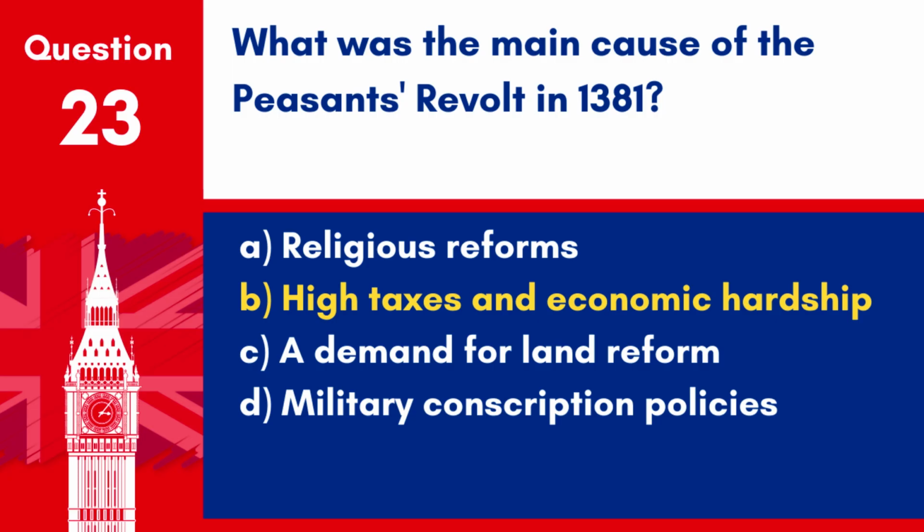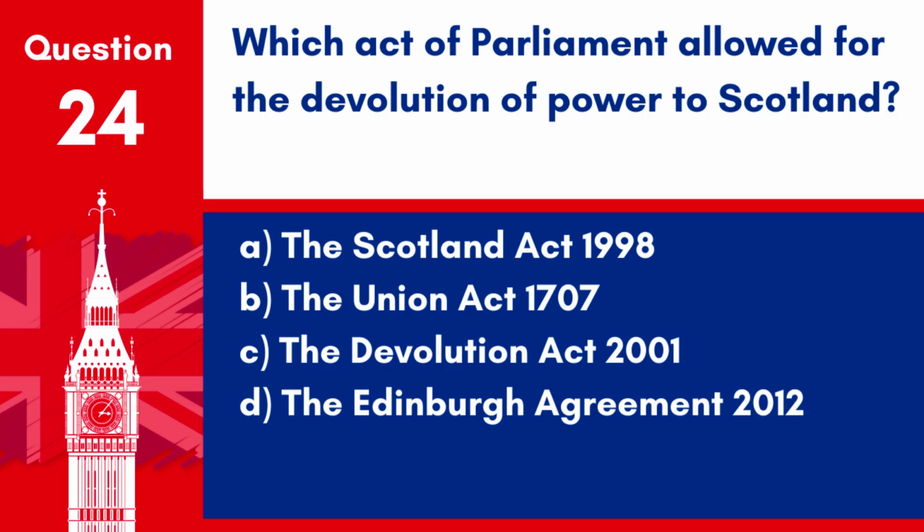The Peasants' Revolt in 1381 was primarily caused by high taxes and economic hardship, particularly following the Black Death. Question 24. Which Act of Parliament allowed for the devolution of power to Scotland?